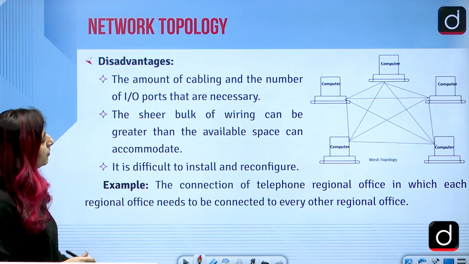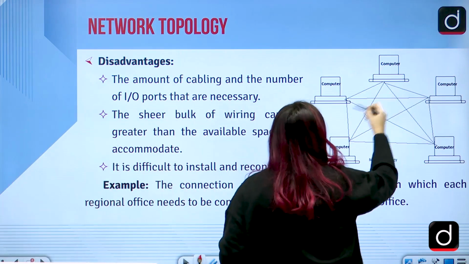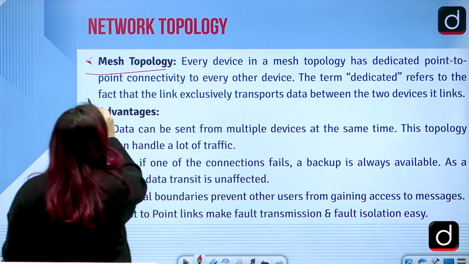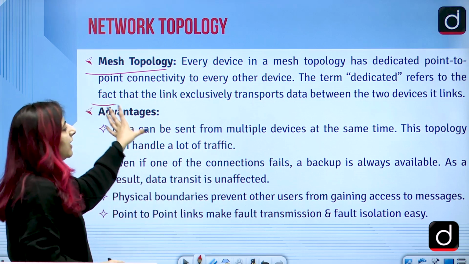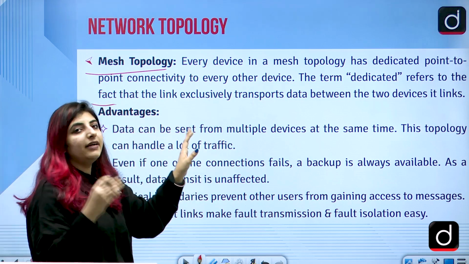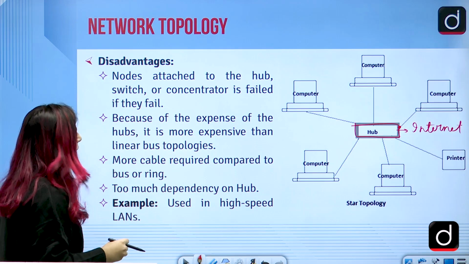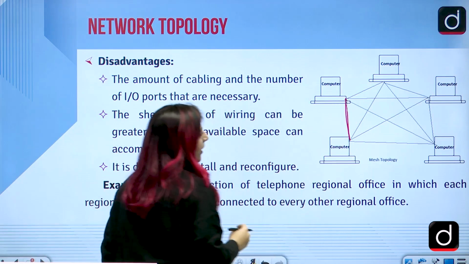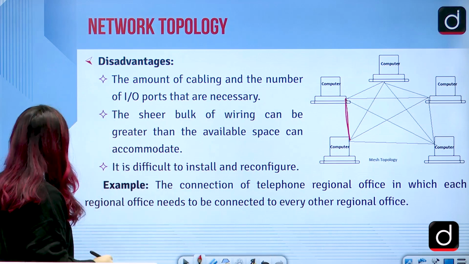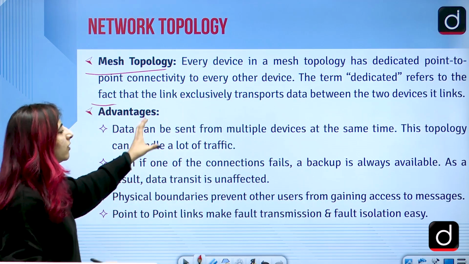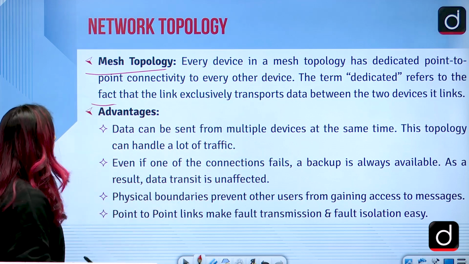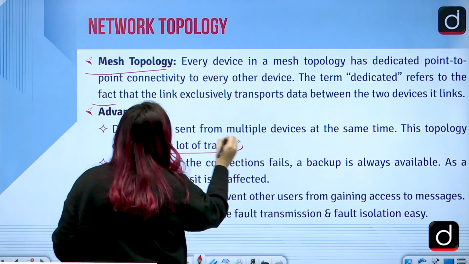Let's just see the mesh topology. Correct? So here, all the computers have dedicated point-to-point lines. The term dedicated refers to the fact that the link exclusively transports data. Point to point here means if I want to transfer data from here to here, it can be done. Data can be sent from multiple devices at the same time. This is an advantage, and this topology can handle a lot of traffic.